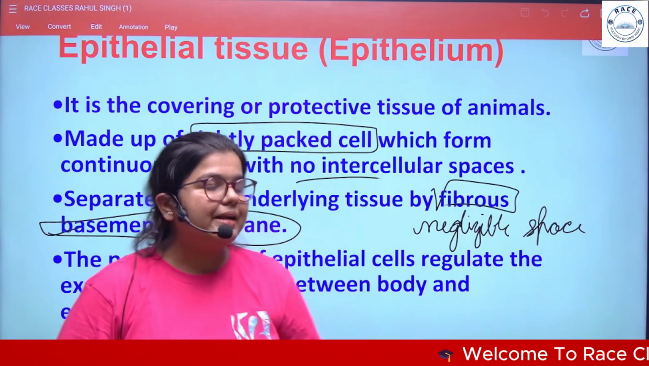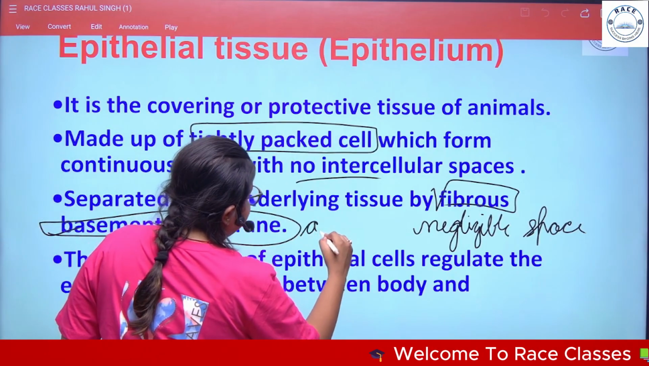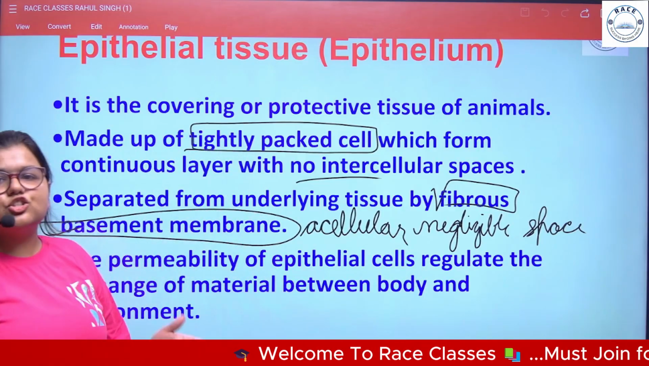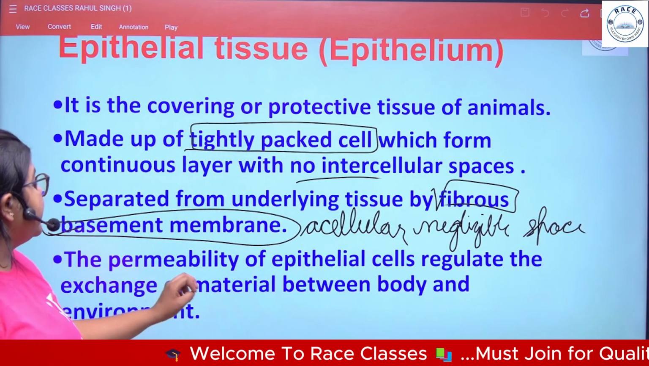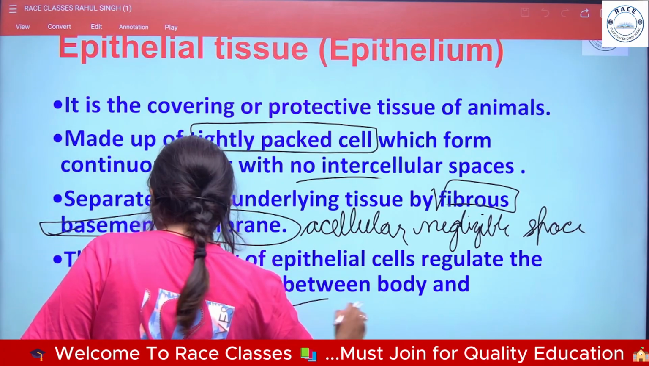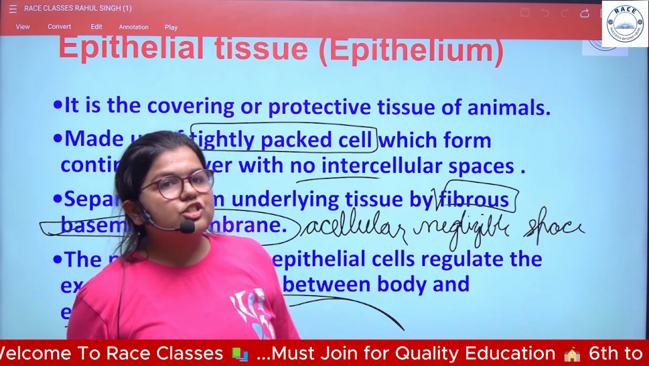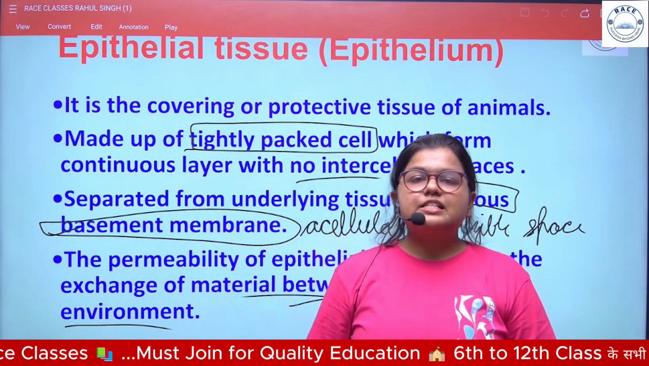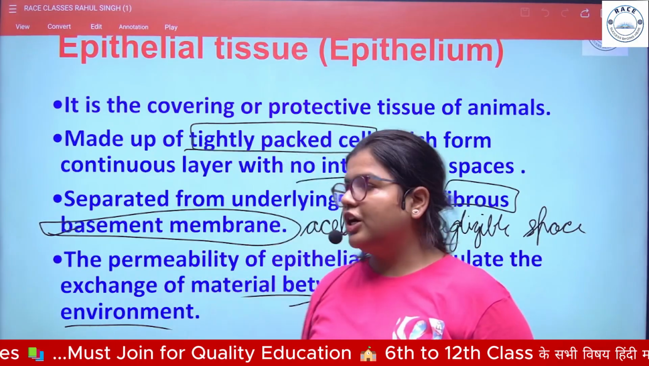Generally the basement membrane is acellular. That means it does not have any cells. In general, the permeability of epithelial cells regulates the exchange of material between body and environment. All the exchanges that are happening in our body from the environment are facilitated with the help of this tissue.